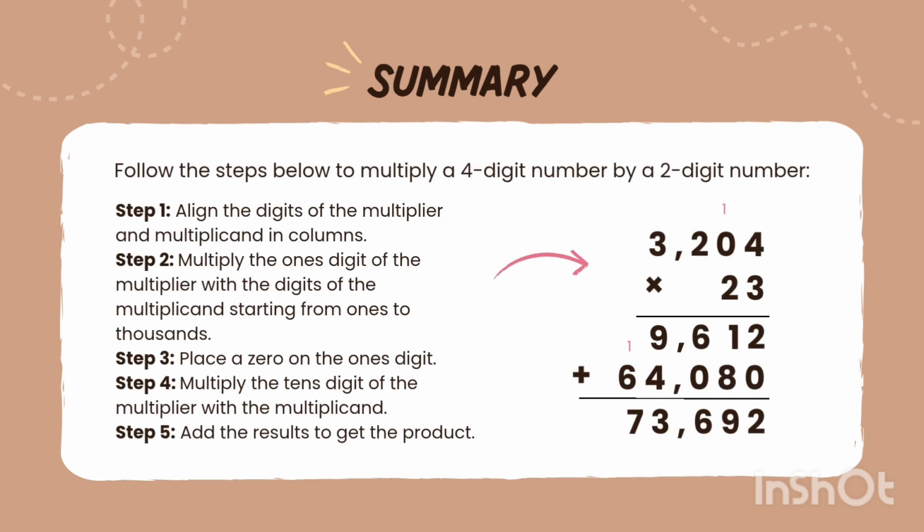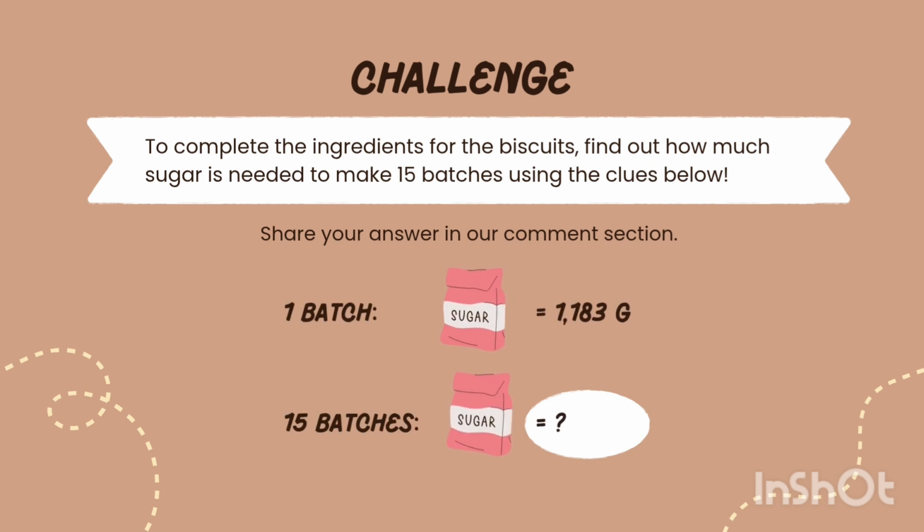Let's quickly summarize the steps for long multiplication. Step 1. Align the digits in columns. Step 2. Multiply the ones digit of the multiplier with the entire multiplicand. Step 3. Add 0 in ones place digit. Step 4. Multiply the tens digit of the multiplier with the entire multiplicand. And step 5. Add up both the partial products to get the final answer. That's it. Long multiplication made easy.